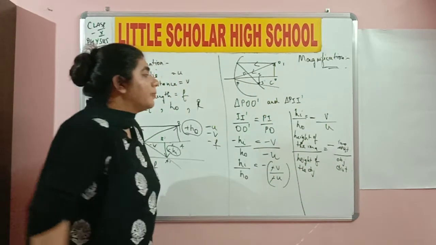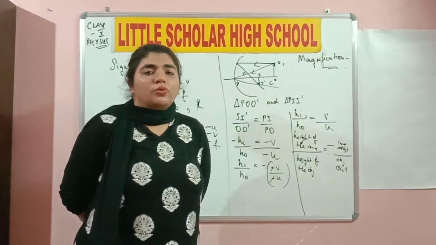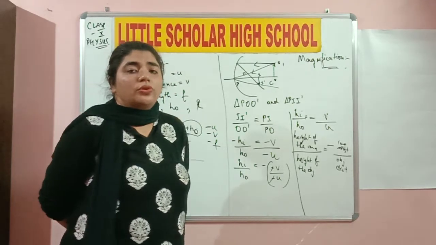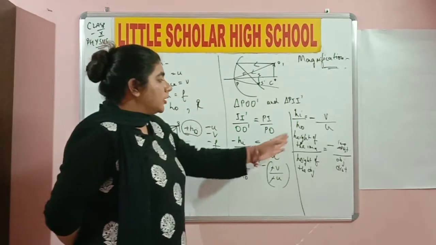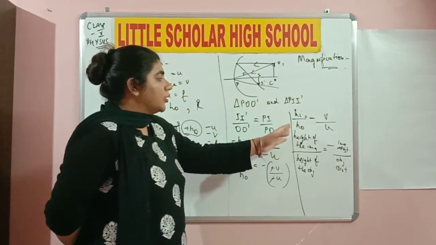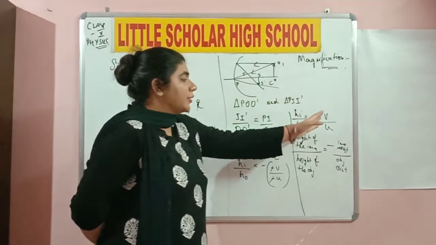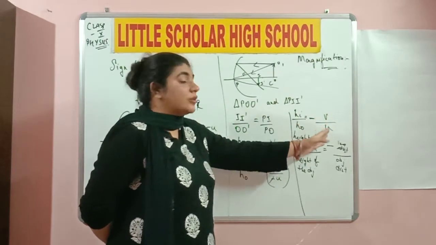That is how we do the magnification. Now, why do you need to know the magnification? Only to know the characteristics and the nature of the image. You can see the terminologies being used over here: height of the image, height of the object, the image distance and the object distance.